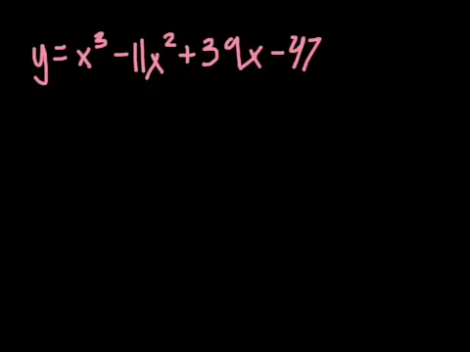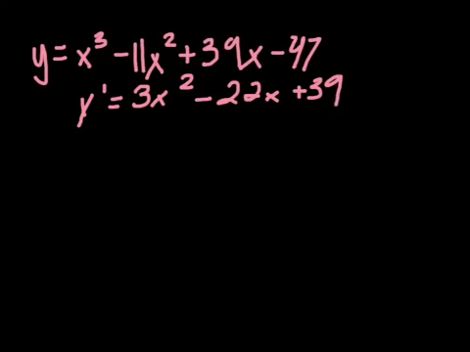y equals x cubed minus 11x squared plus 39x minus 47. To solve this, you first have to take the derivative. So y prime equals 3x squared minus 22x plus 39.